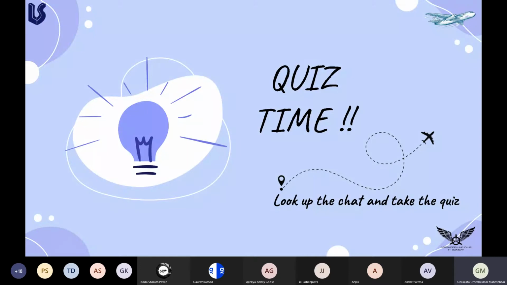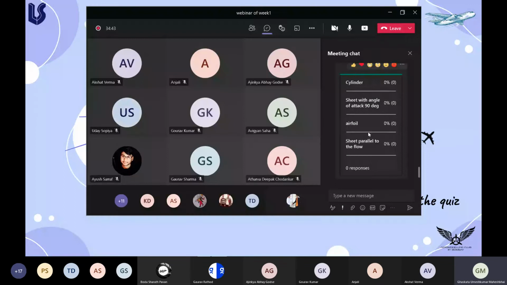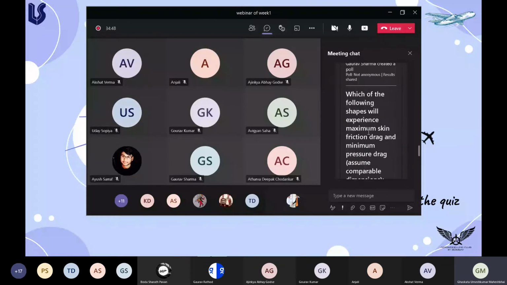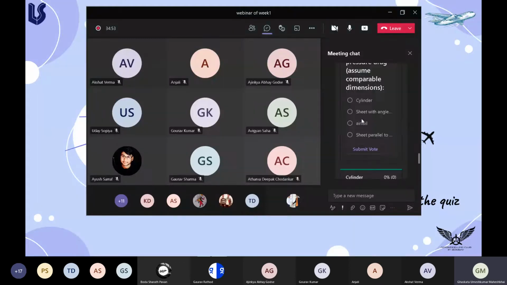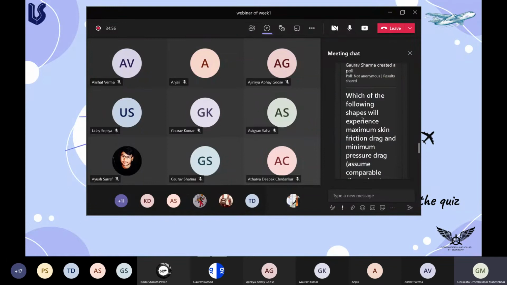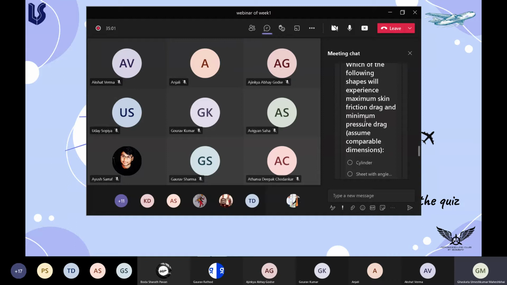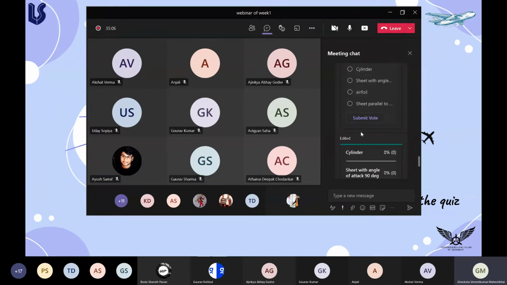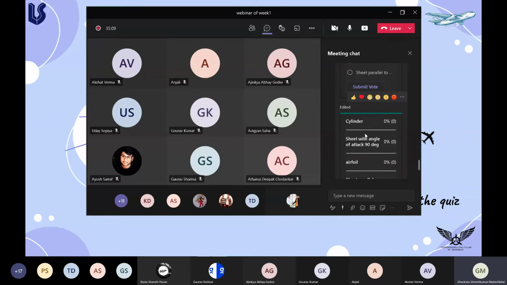Now here is a quick poll. Hello Gaurav, please put a poll in the chat, and everyone should answer that poll. So this is our first poll. Which of the following shapes will experience maximum skin friction drag and minimum pressure drag? So, what's your answer? Please submit your vote.